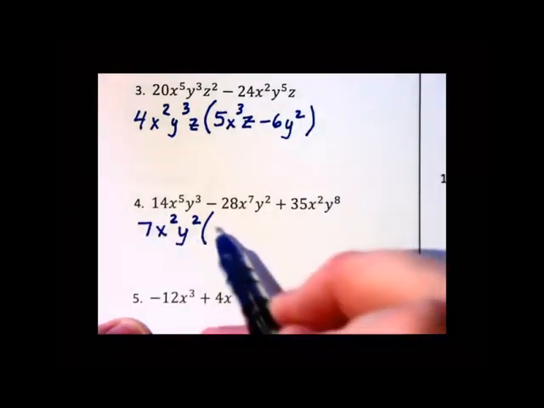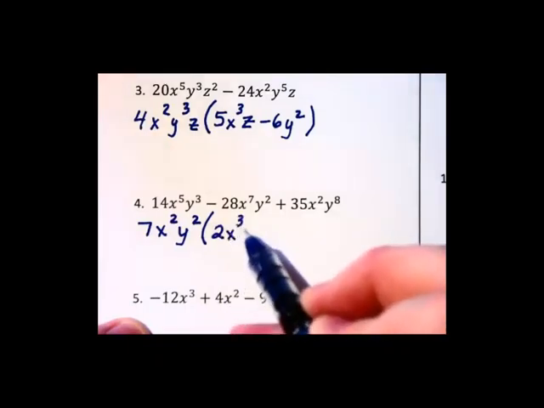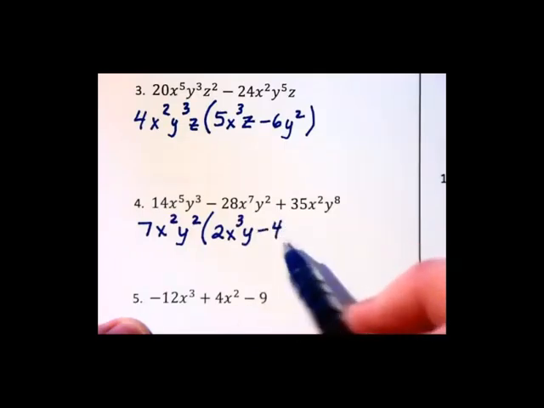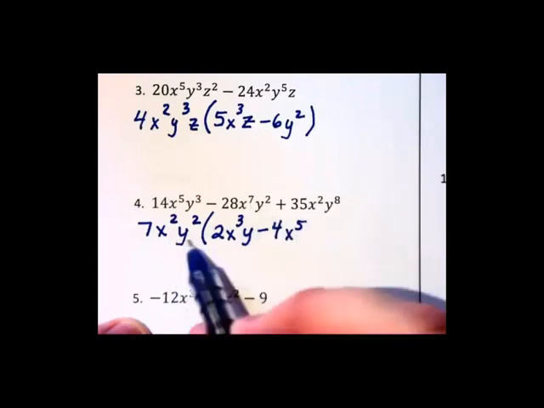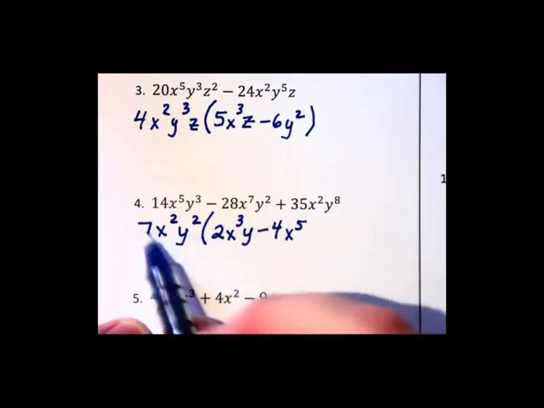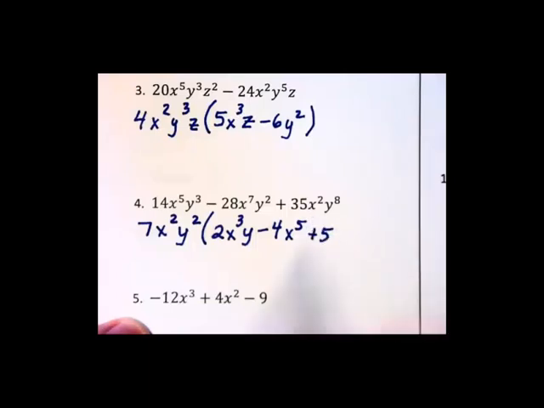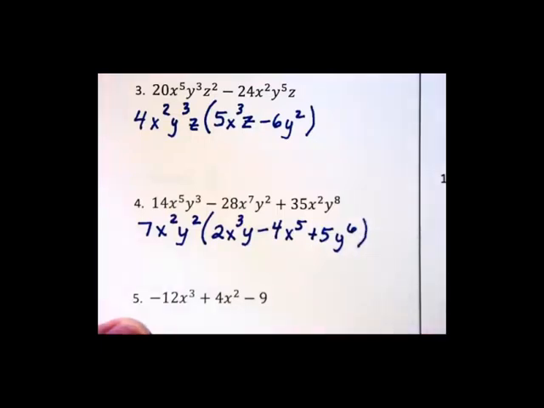14 divided by 7 makes 2. Subtracting exponents, we get x to the 3rd y. 28 divided by 7 is 4, so we have minus 4. Subtracting exponents, 7 minus 2 makes 5, x to the 5th, and the whole y squared divides out. 35 divided by 7 gives us 5 at the beginning of the third term in the parentheses. The whole x squared divides out. Y to the 8th divided by y squared: subtract the exponents and get y to the 6th. And double check inside, making sure there's nothing that goes into each of these three terms, and the answer here is nothing else does.